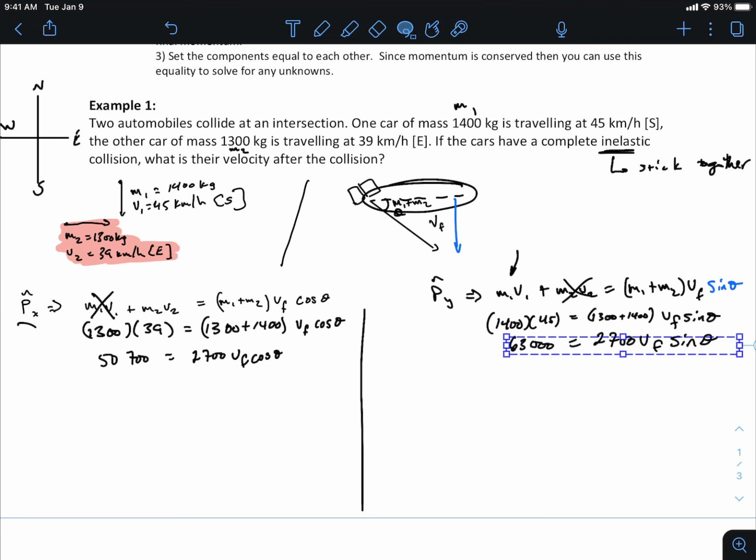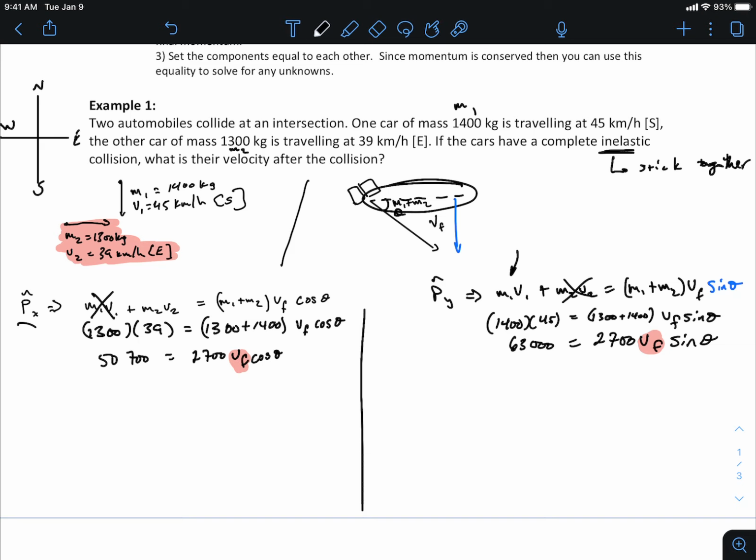So I see one shared thing here between the two. I mean, there's a theta, but are you going to rearrange for theta? Probably not. What I'm thinking is let's rearrange for VF somewhere and substitute whatever that is equal to. Doesn't matter what side you're equal to. Let's substitute it into the other equation and see what shakes out. So let's solve for VF in the x direction, say.